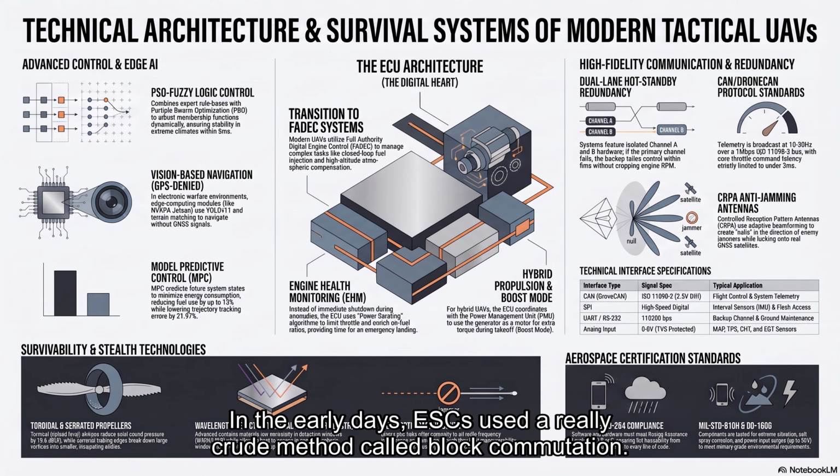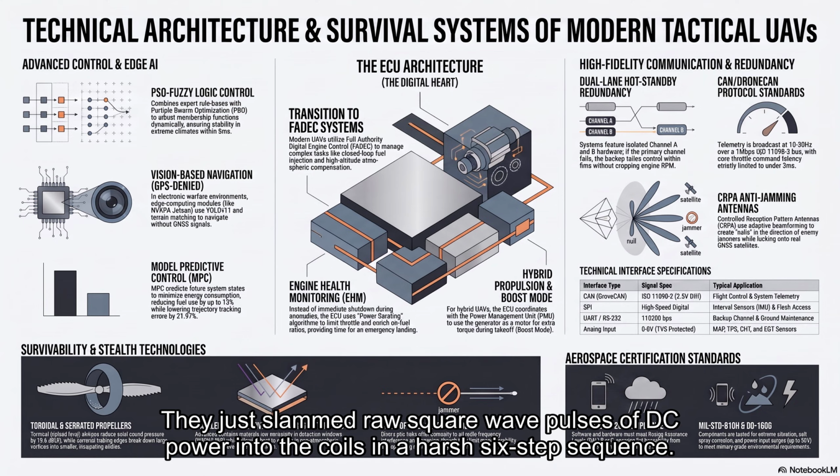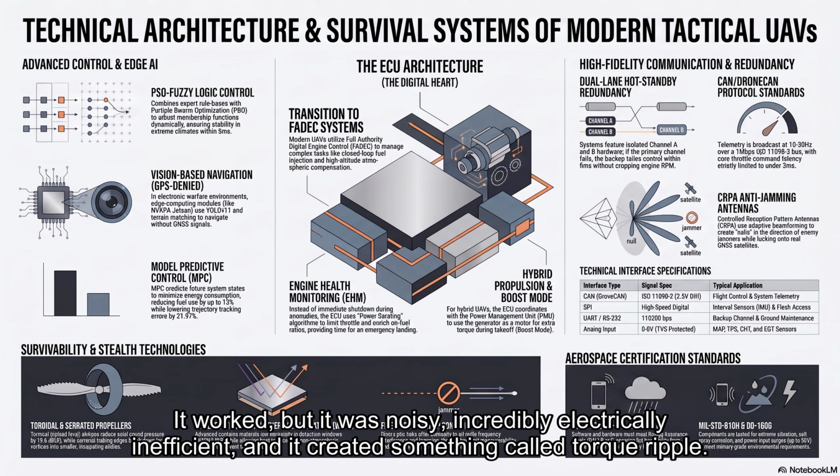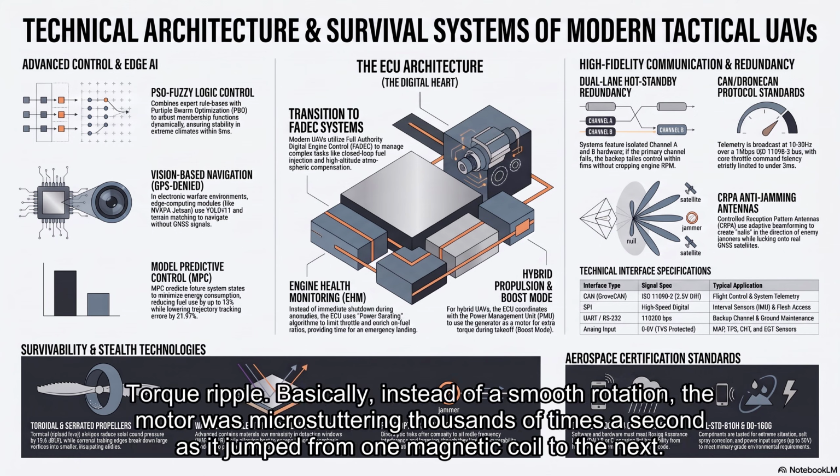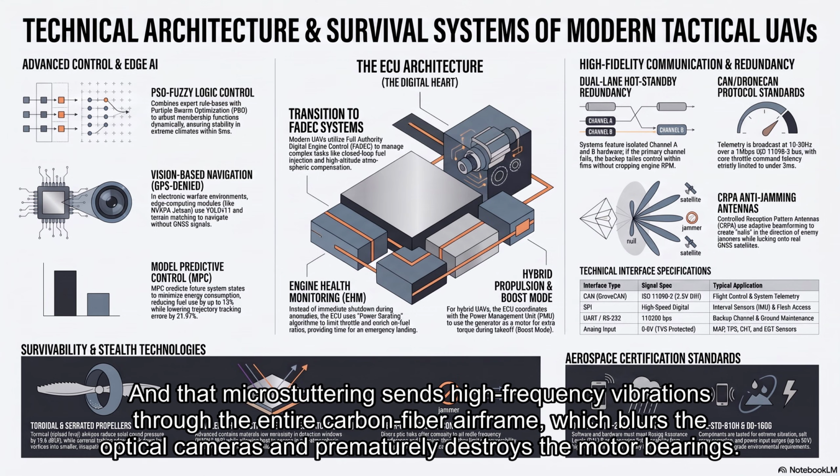In the early days, ESCs used a really crude method called block commutation. They just slammed raw, square-wave pulses of DC power into the coils in a harsh six-step sequence. It worked, but it was noisy, incredibly electrically inefficient, and it created something called torque ripple. Torque ripple. Basically, instead of a smooth rotation, the motor was micro-stuttering thousands of times a second as it jumped from one magnetic coil to the next. And that micro-stuttering sends high-frequency vibrations through the entire carbon fiber airframe, which blurs the optical cameras and prematurely destroys the motor bearings.